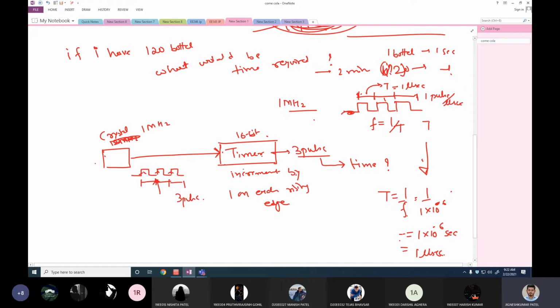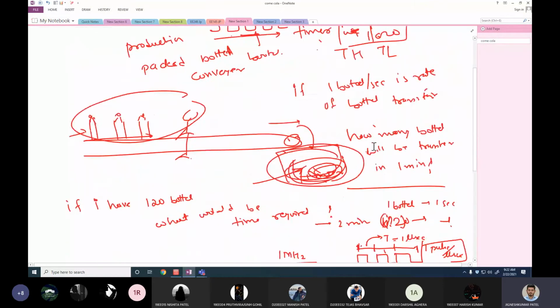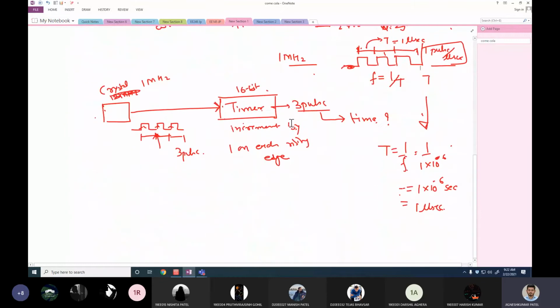Am I correct or wrong? Just reply with yes or no. Yes. Okay, so if you look at this and your example with the bottle, it's the same thing. 1 bottle per second, and here 1 pulse per microsecond. Now if I am accumulating 3 pulses over here, what is the time? Microseconds. Three microseconds. So basically 3 pulses is 3 microseconds.